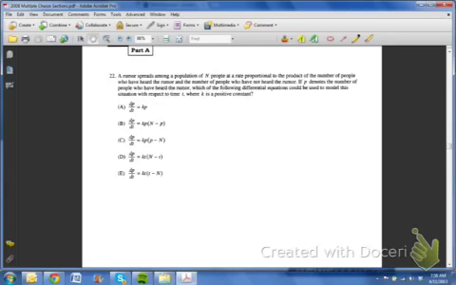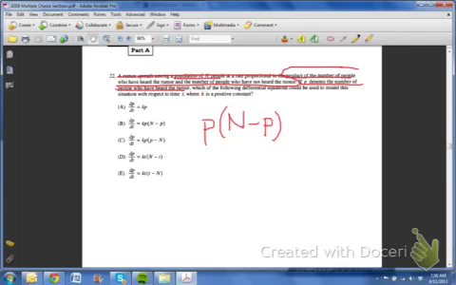So the key to figuring this one out is really that you've got this population of n people. P people have heard the rumor. And the rate that it's spreading is proportional to the product of the number of people who have heard the rumor and the number of people who have not heard the rumor. So P is the number of people who've heard the rumor. There are n total people. So for the number of people who have not heard the rumor, it would be n minus P. And the only one that says that is B.